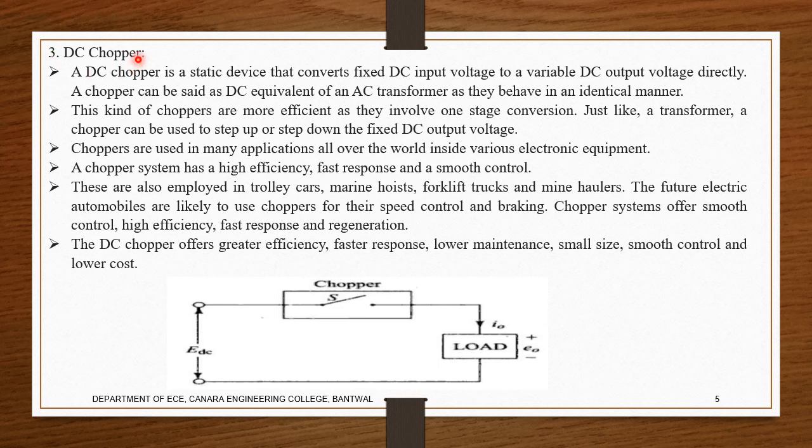Now in detail, this is the DC chopper that I am going to study. It's a static device which converts a fixed DC input voltage to a variable DC output voltage directly. A chopper can be said to be the DC equivalent of an AC transformer, as they behave in an identical manner. This kind of chopper is more efficient as it involves one stage conversion. Just like a transformer, a chopper can be used to step up or step down the fixed DC voltage. Choppers are used in many applications all over the world inside various electronic equipment.